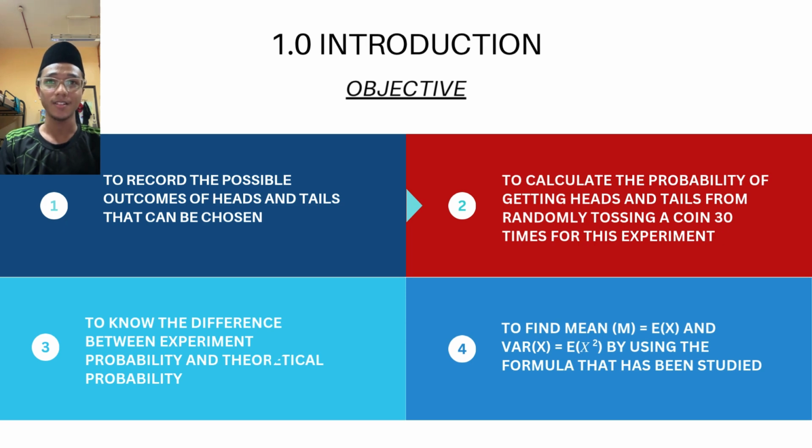In the introduction, I will talk about the objectives of our group project. The first one is to record the possible outcomes when a coin is tossed. The second is to calculate the probability of getting heads or tails. The third is to understand the difference between theoretical and experimental probability. And the last one is to apply formulas to calculate the mean and variance from our results.